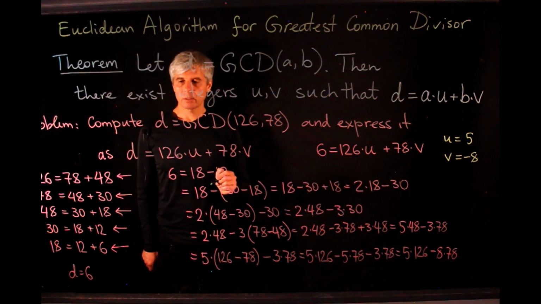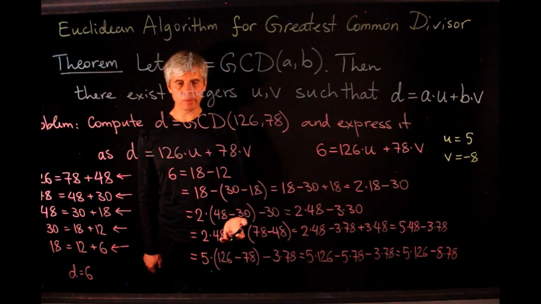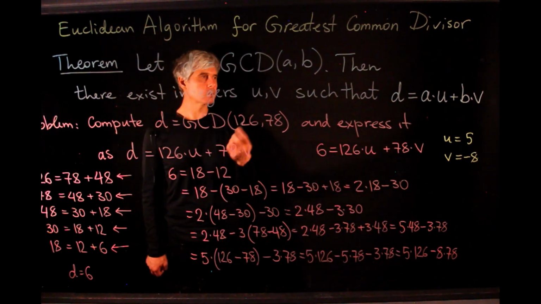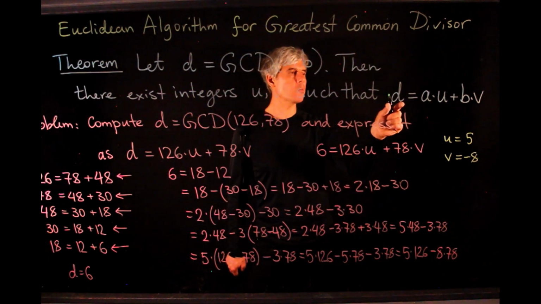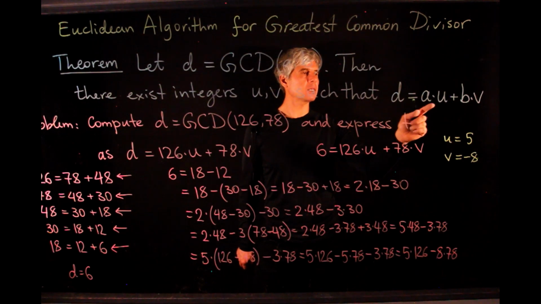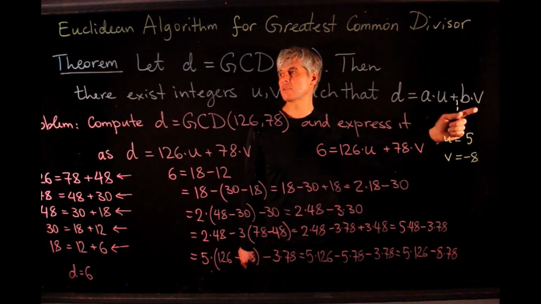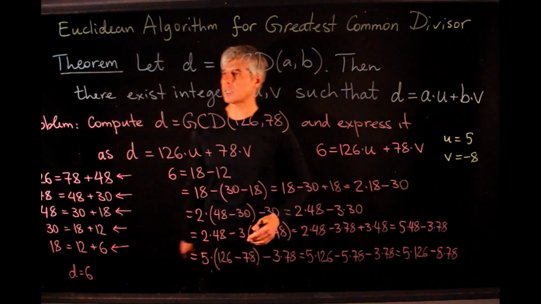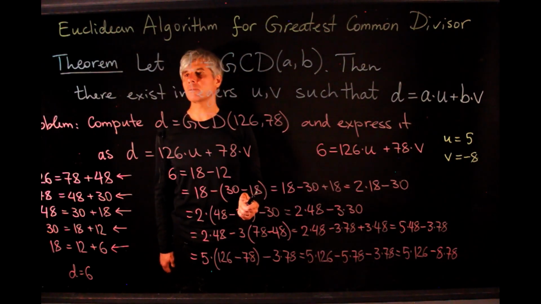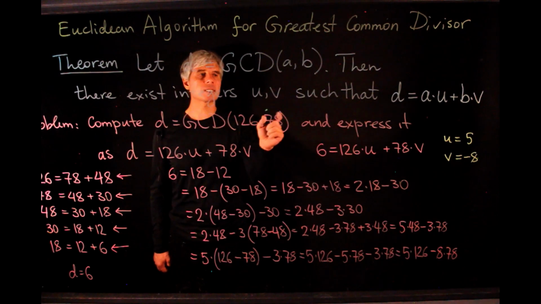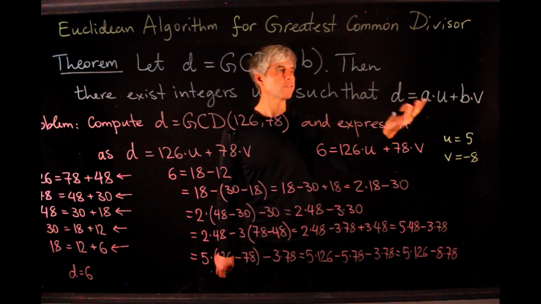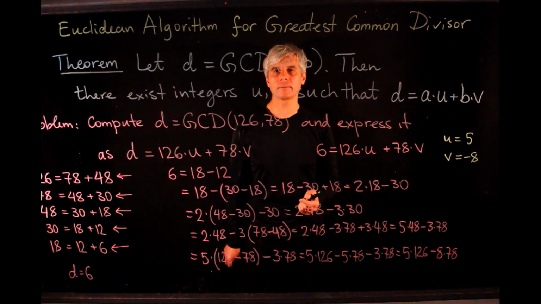Now, what we see here is that we have an algorithm to compute or to represent the greatest common divisor d as a times u plus b times v, which is due to the extended Euclidean algorithm. And this gives us the proof of this theorem, simply because we have the algorithm for finding such a representation.